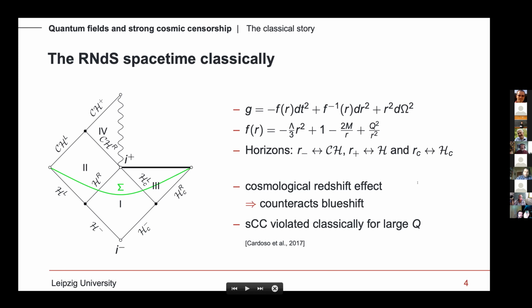We also get an additional effect on the perturbations on our space-time, namely the cosmological redshift, which counteracts the blueshift. So the perturbations will decay quicker, and so whether strong cosmic censorship is violated or not becomes a much more interesting question. And indeed, by numerically studying such quasi-normal modes, Cardoso et al. have found that the strong cosmic censorship in the linear picture is violated by classical real scalar perturbation if the charge of this black hole, which is in the space-time, is large enough.